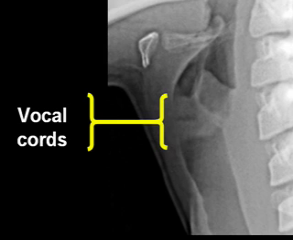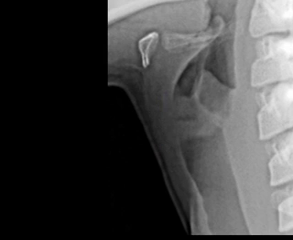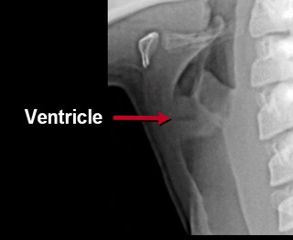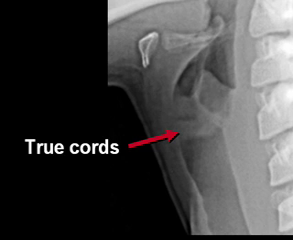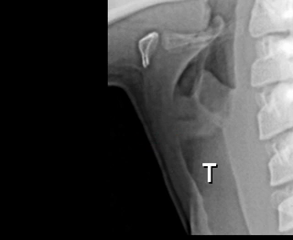Moving inferiorly, the vocal cords consist of the false cords above the laryngeal ventricle, which is a slit-like air-containing structure, superior to the true cords. Beneath the true cords is the start of the trachea.